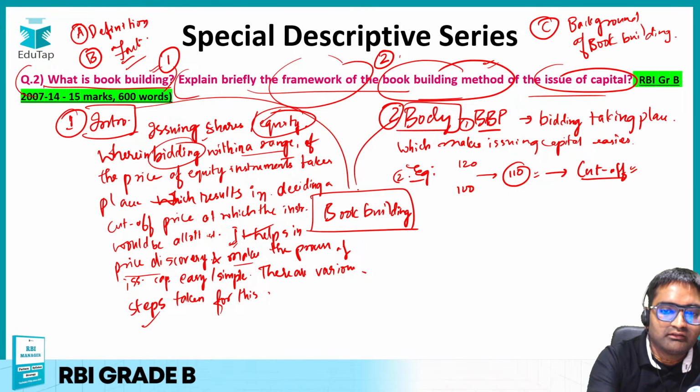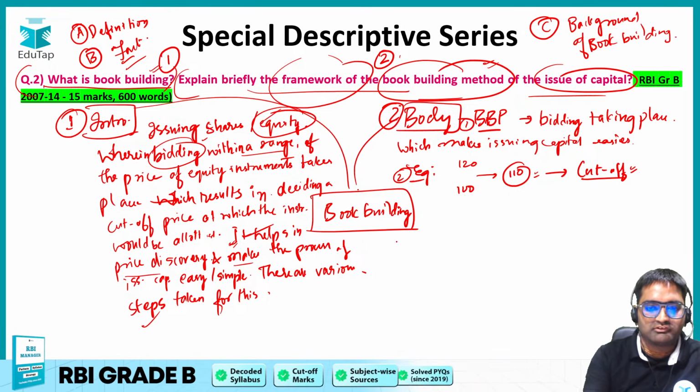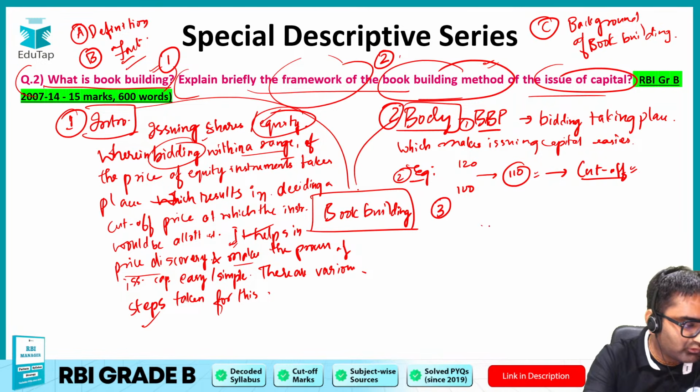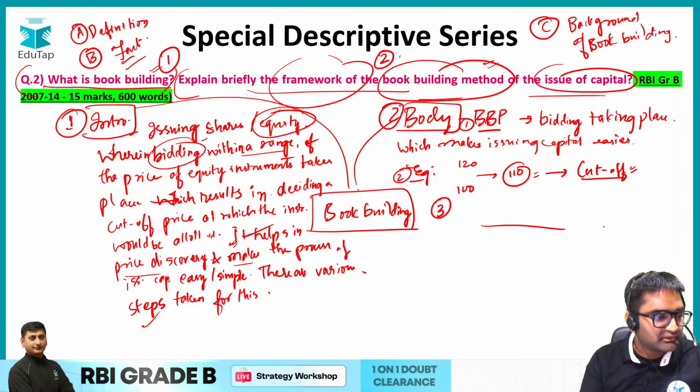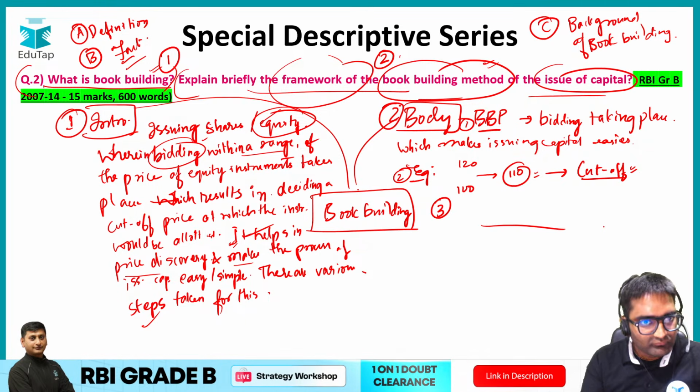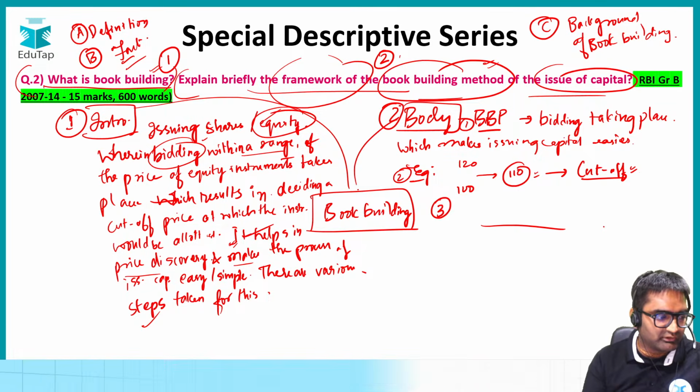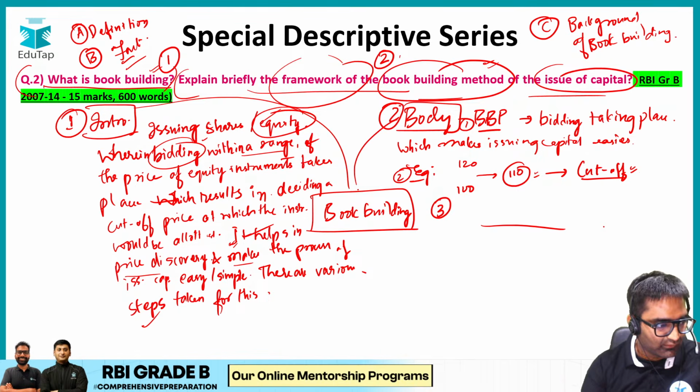Okay, you have very clearly explained what this book building process is all about. What else can be mentioned in the body of this answer? Can anyone tell me very quickly? Can you just try to tell me what else can be mentioned in the body of this answer? Okay, sir, whatever was asked, almost everything we have mentioned over here. So what else can we mention, right?